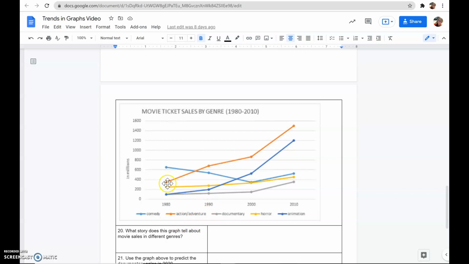in the action adventure in 1980, it's increasing till we get to 1990. Then from 1990 to 2000, it's increasing still, but at a slower rate. And then from 2000 to 2010, it's increasing at the fastest rate of all for this line. Okay, that is how we tell what's going on.